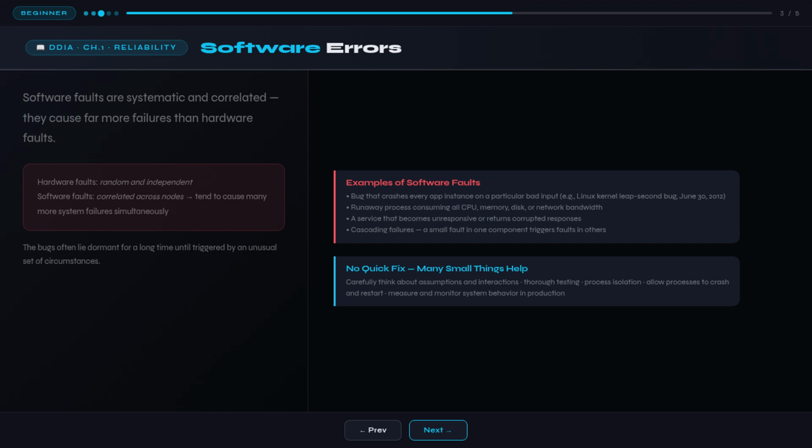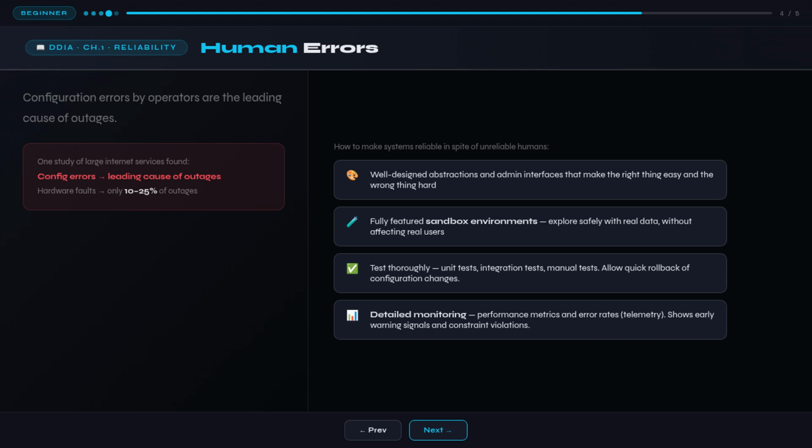One specific pattern the book mentions: if a system is supposed to maintain an invariant, for example, that the number of messages entering a queue always equals the number of messages that eventually leave it, build the system to check that invariant continuously and raise an alert the moment it's violated. Don't wait for users to report problems. Detect them first. Here's the most uncomfortable finding in this entire chapter.